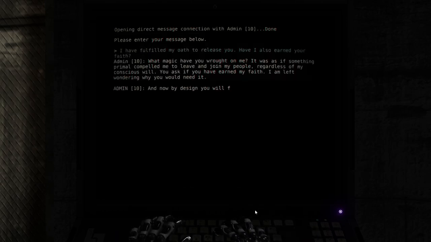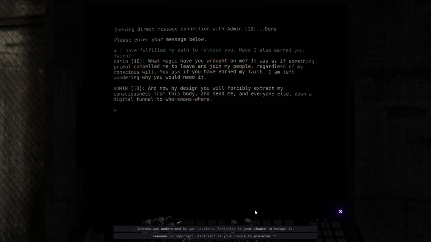I fulfilled my oath to release you. Have I also earned your faith? What magic have you wrought on me? It was as if something primal compelled me to leave and join my people, regardless of my conscious will. You ask if you've earned my faith. I am left wondering why you would need it. And now, by design, you will forcibly extract my consciousness from this body and send me and everyone else down a digital tunnel to who knows where. Gehenna was undermined by your actions. Ascension is your chance to escape it. Gehenna is important. Ascension is your chance to preserve it.